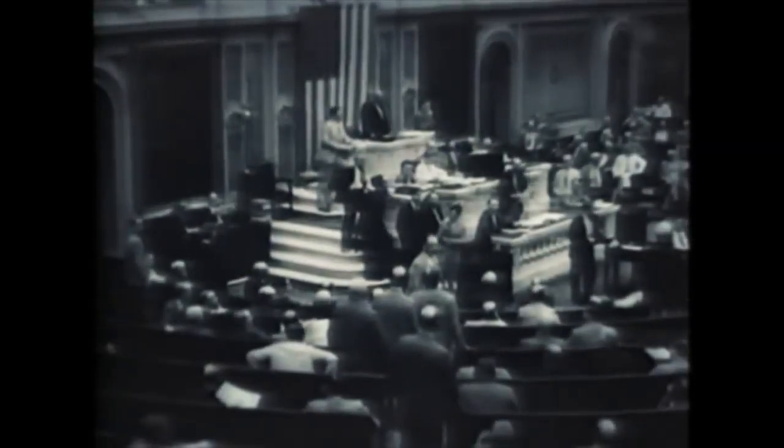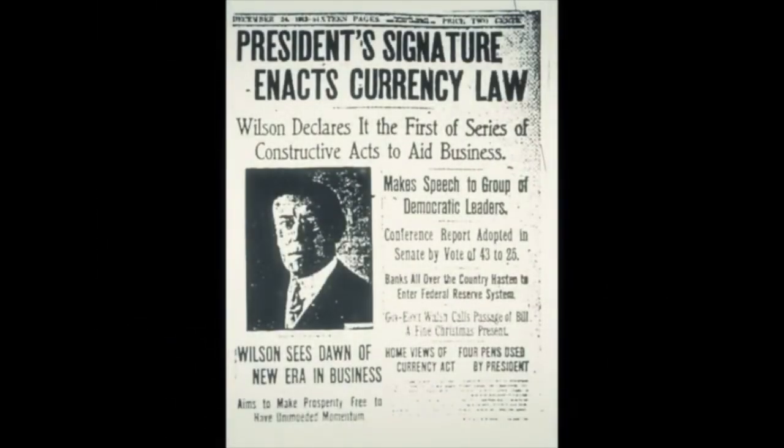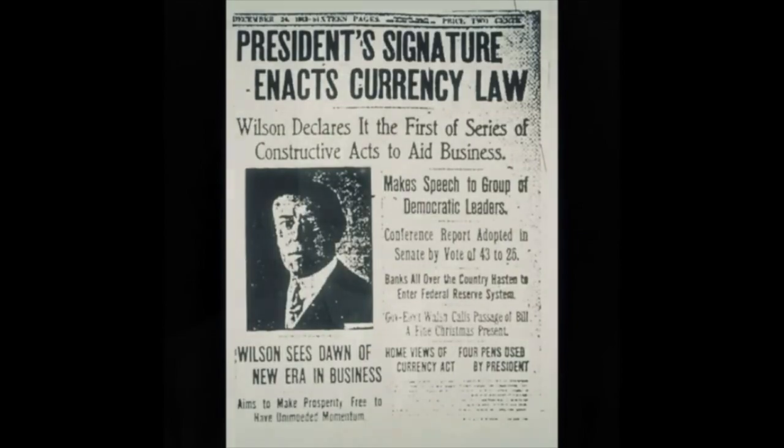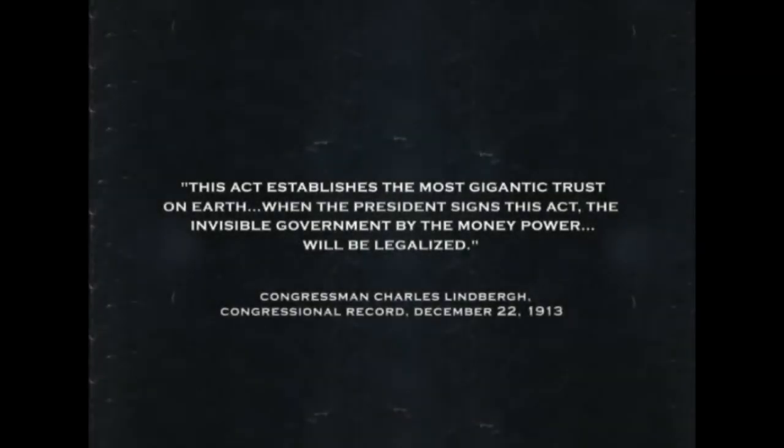And a few days before Christmas, when much of Congress was at home with their families, the Federal Reserve Act was voted in, and Wilson in turn made it law. The night before its passage, Congressman Charles Lindbergh pleaded, "This act establishes the most gigantic trust on earth. When the President signs this act, the invisible government by the money power will be legalized."